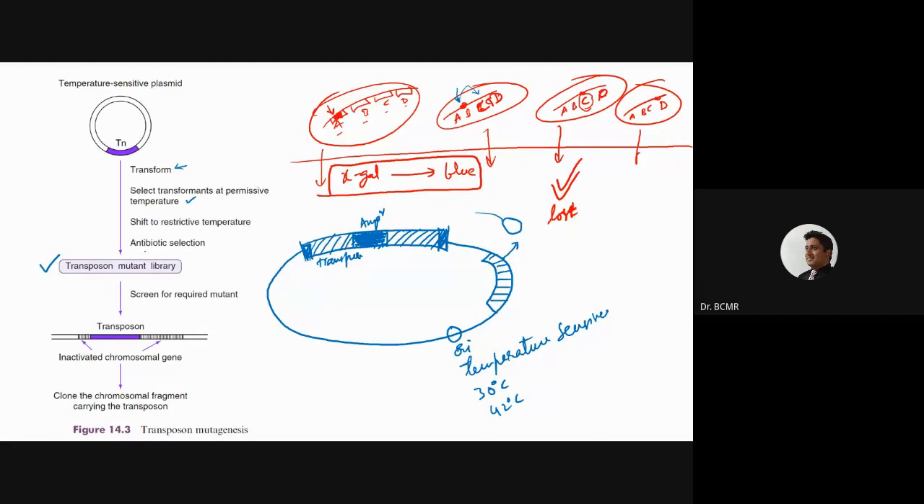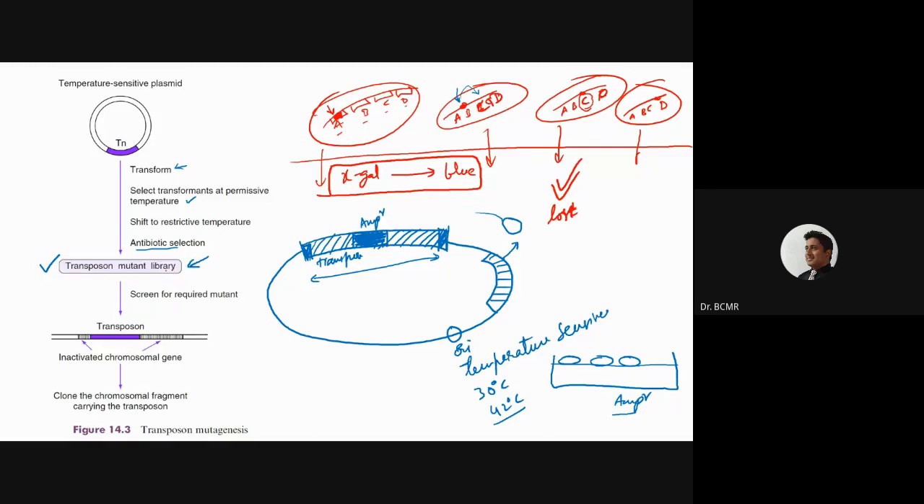And then we are placing it on ampicillin plates. So AmpR. Those cells will not have the plasmid, because we are growing them at 42 degrees centigrade. They are cured of plasmids. And then they're able to grow on ampicillin because they have ampicillin resistance. They can grow only if they have got this transposon onto the genome. And that is how one would generate a large transposon mutant library.